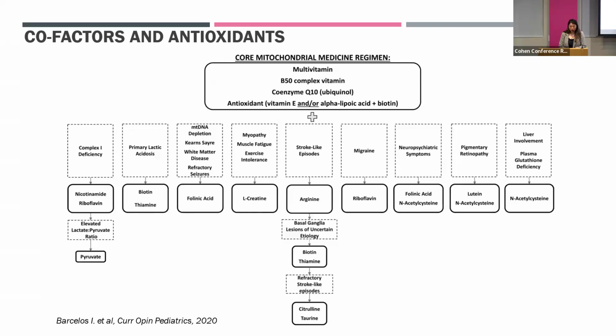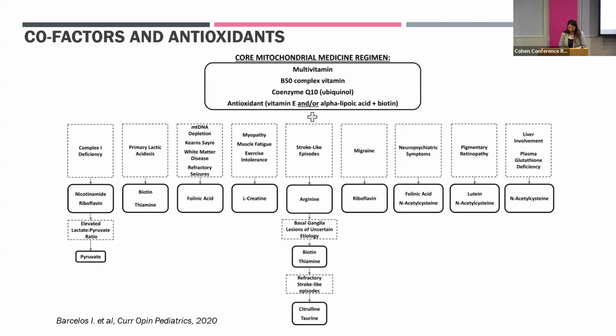And then CoQ10, which of course feeds into complex 1. Ubiquinol is the more bioavailable one, so that's the one you look for on the bottle for these patients. And then some sort of antioxidant, like vitamin E or alpha lipoic acid. And then what these authors did a really good job in is they broke it down a little bit by the different symptoms or syndromes that patients may come with, to consider additional supplements that may help them.